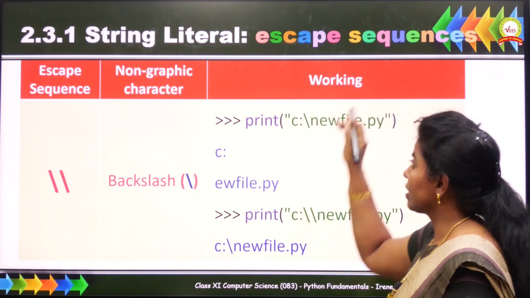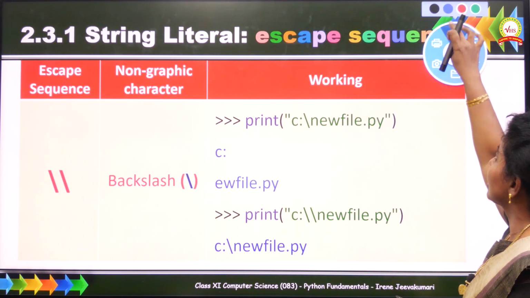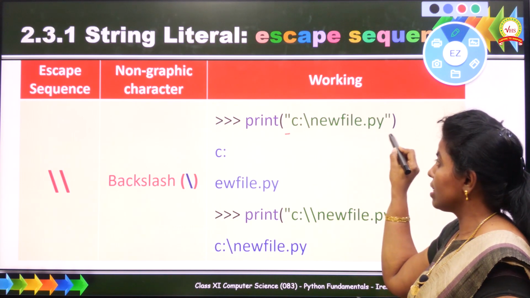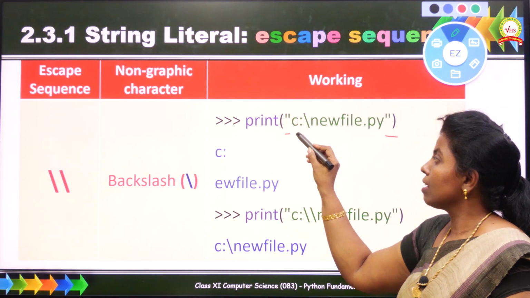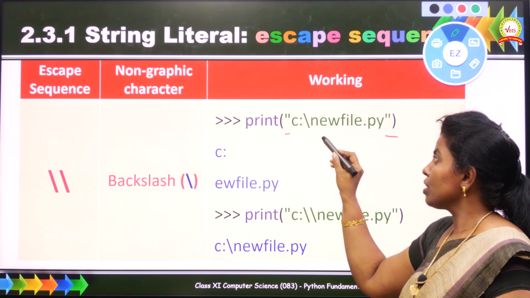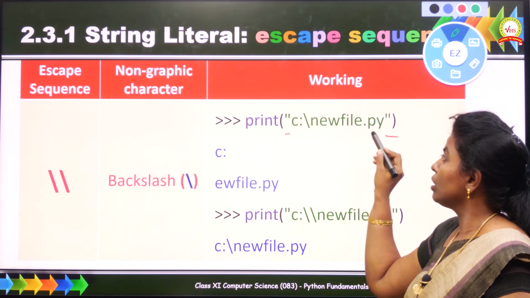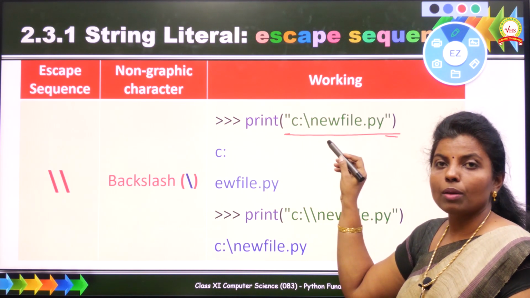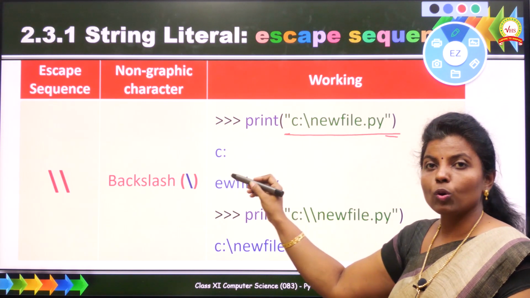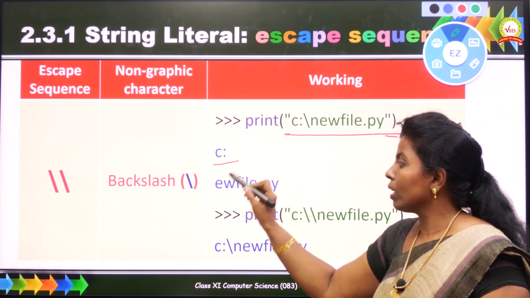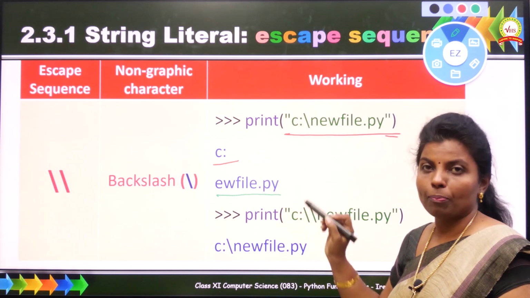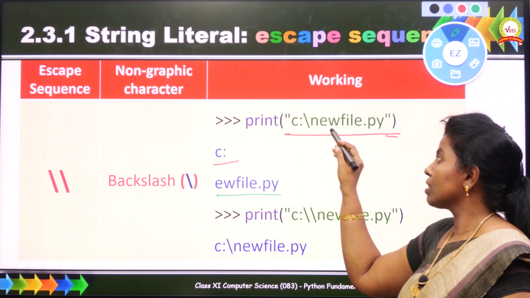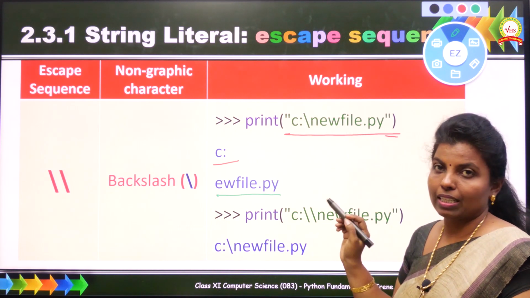You can see an example over here. Here there is a print statement. This print statement starts with double quotes and ends with double quotes. And here you can see C:\, new line, file dot py, just given here. I wanted this path name to be printed as it is, but I have got the output as C:\, and here ew file dot py. But what I wanted was C:\new file dot py to be printed as it is.